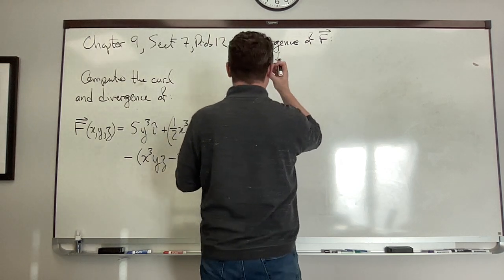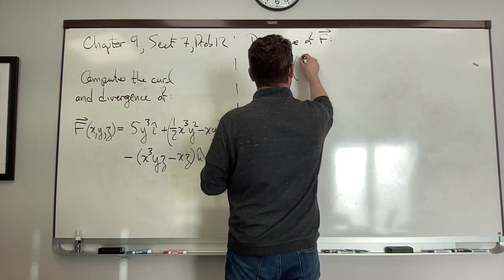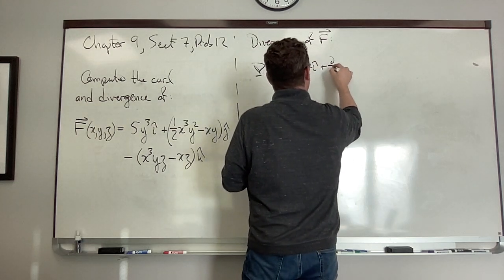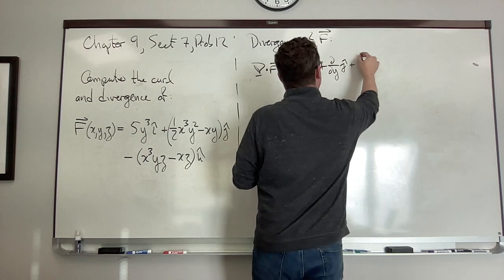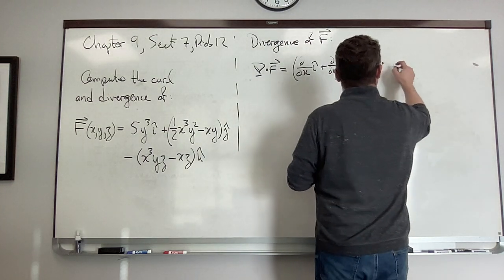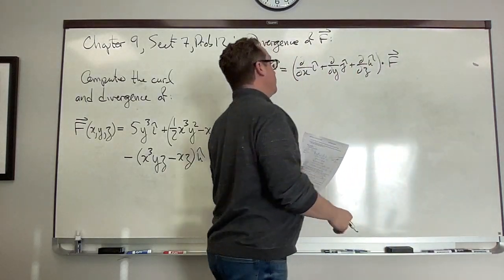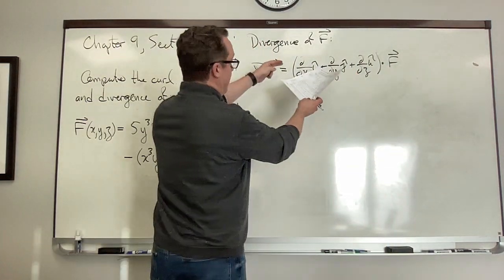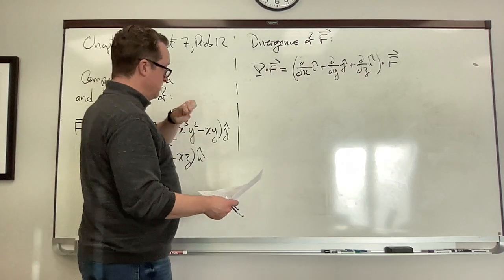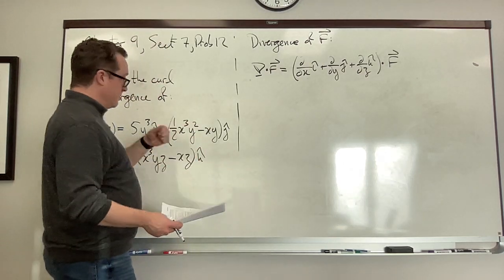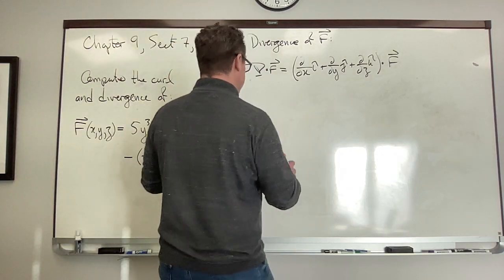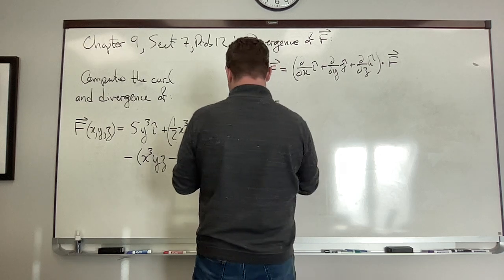The divergence of f is always just, I'll write this really slow here for a second, ∂/∂x i plus ∂/∂y j plus ∂/∂z k, dot, then you have the f vector. So the point is, you take the x derivative of the x component of f plus the y derivative of the y component of f plus the z derivative of the z component of f, and you add them up. You don't have a vector when this is done.